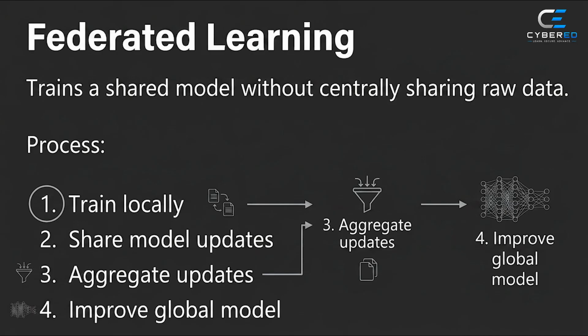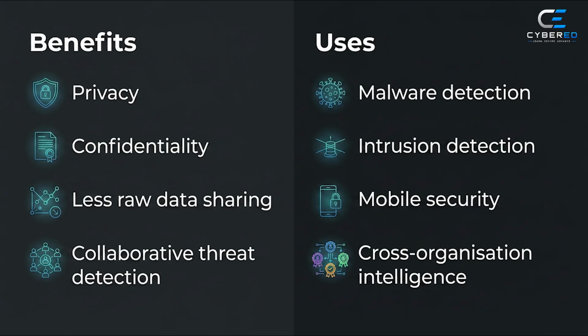Federated learning is a privacy-focused method of machine learning. Instead of collecting everyone's raw data in one central location, each organization or device trains the model locally. Only model updates are shared. These updates are combined to improve a global model. The original sensitive data stays local. Federated learning is especially useful when organizations want to collaborate but cannot share sensitive security data. For example, multiple organizations could improve a malware detection model without directly sharing confidential logs or malware samples. The model learns from all participants while the raw information remains local.